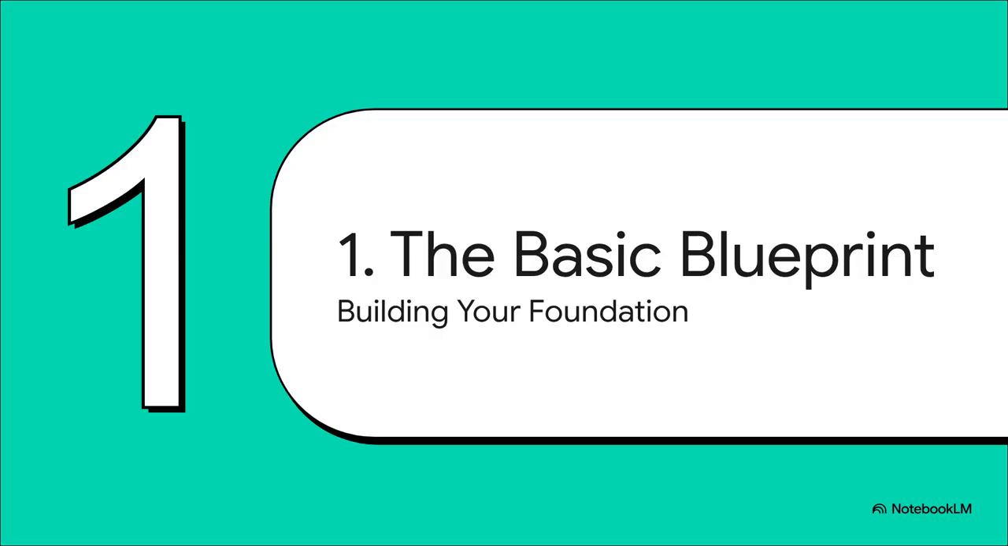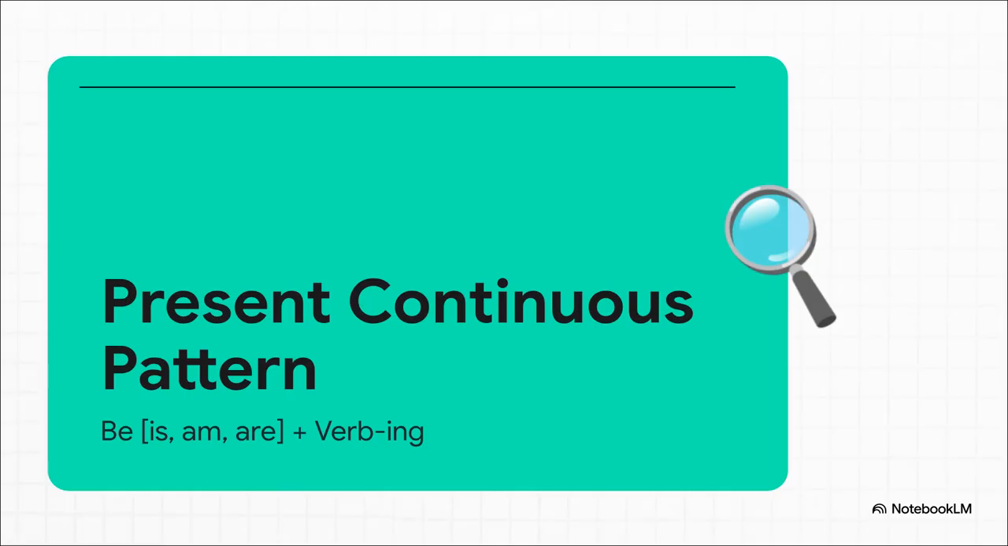Okay, first up, the basic blueprint. Before we get into all the cool stuff this tense can do, we've got to lock in how to build it. It's super simple, and it is the foundation for everything else we're going to talk about. And here it is. This is the one and only formula you need to remember. It's always a form of the verb to be, so that's is, am, or are, plus your main verb with that ing tacked on to the end. That's it. This simple pattern unlocks everything.